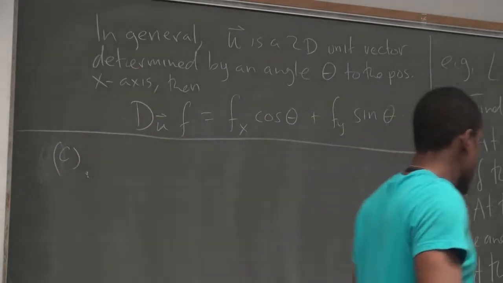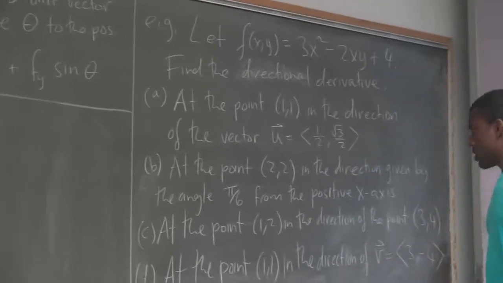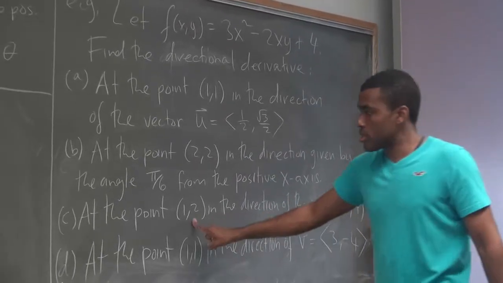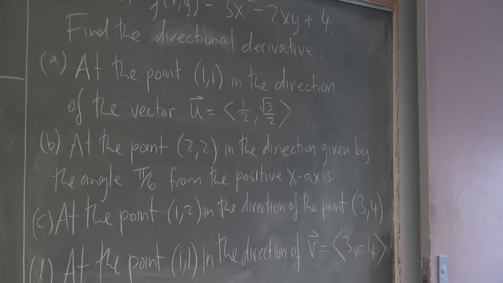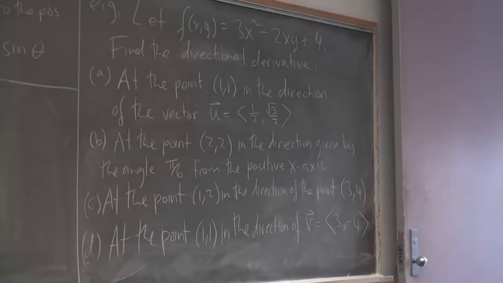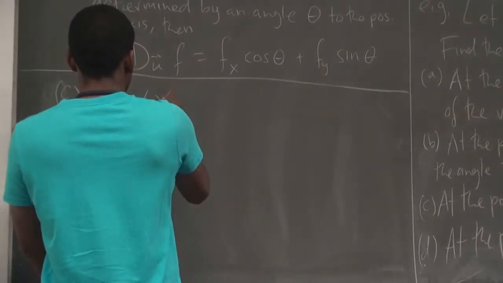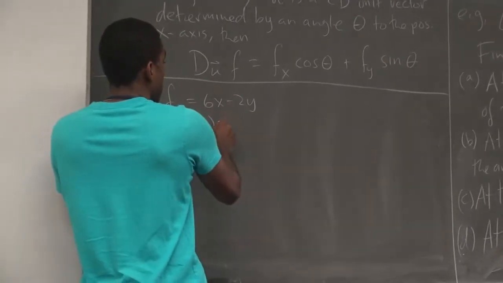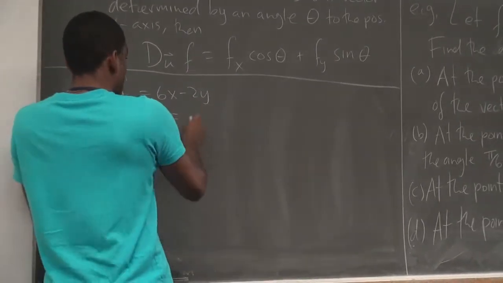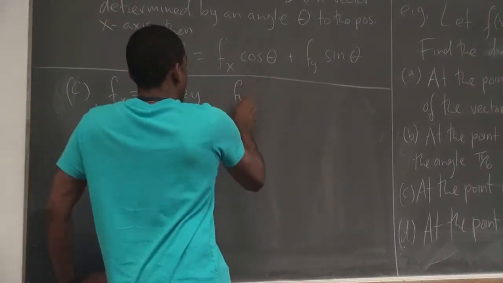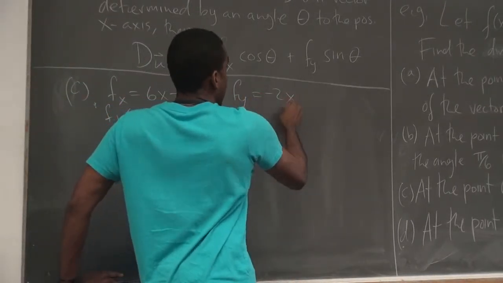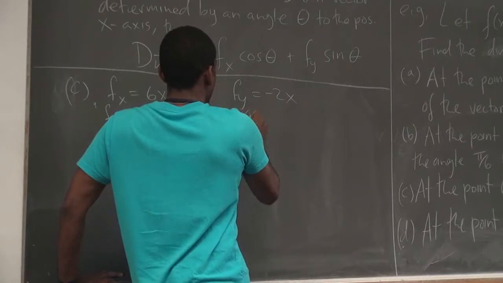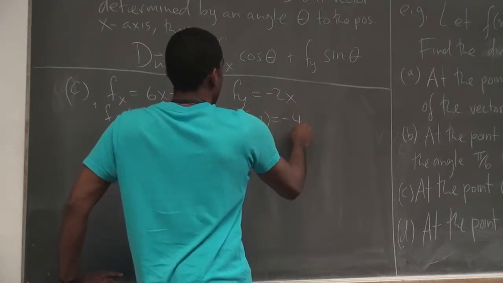C. Directional derivative, we're based at this point, so let's just start there. We know that fx is 6x minus 2y. So fx at 1, 2 is going to be 2. fy is minus 2x. So fy at 1, 2 is minus 4.